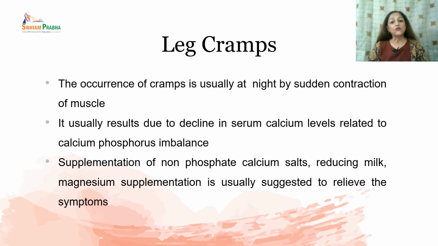The occurrence of cramps is usually at night, by sudden contraction of muscles. It usually results from a decline in serum calcium levels related to calcium phosphorus imbalance. So supplementation of non-phosphate calcium salts is given, and reduction of milk is suggested in these cases, and magnesium supplements are also suggested to relieve the symptoms of leg cramps.